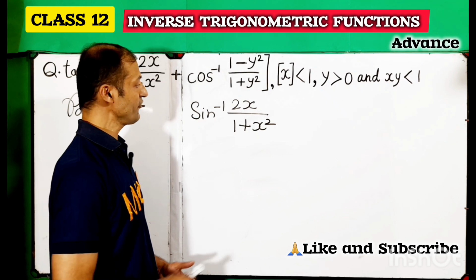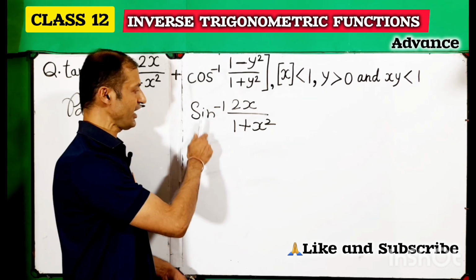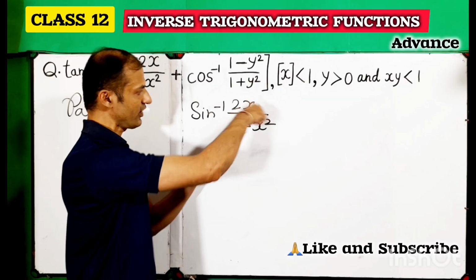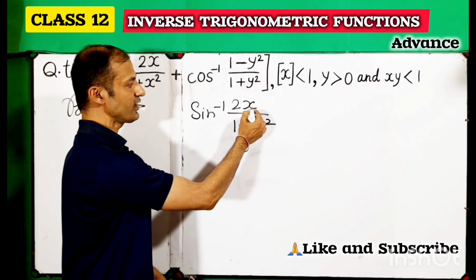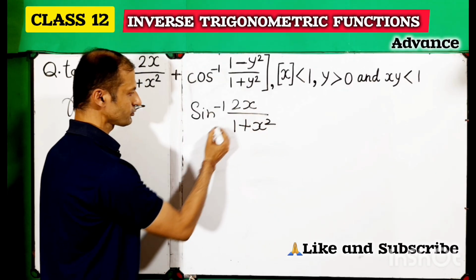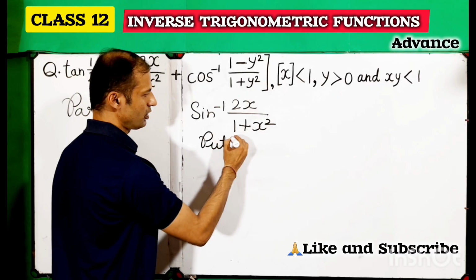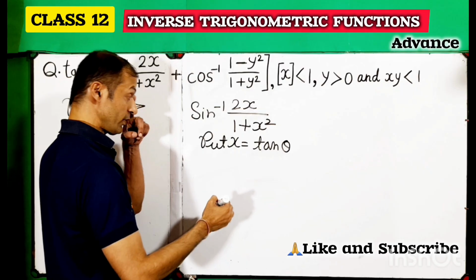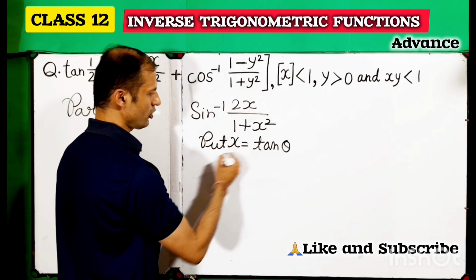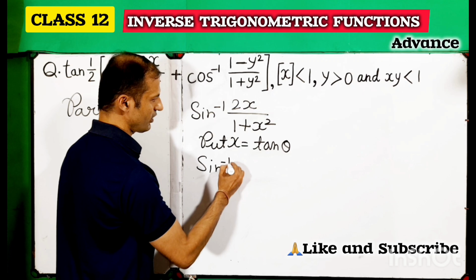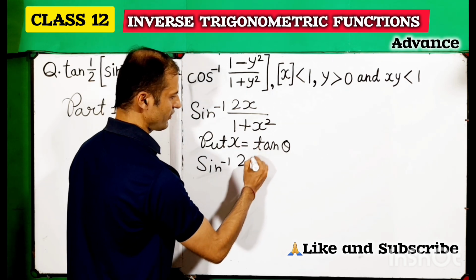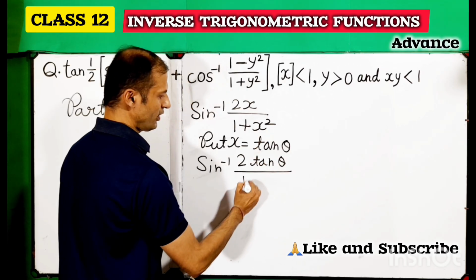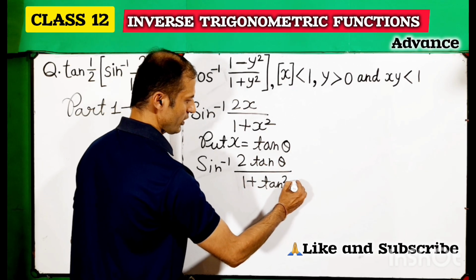Okay, and if there is sine outside, please remember, we'll have to create a sine formula inside as well. That's why we'll put tan theta in place of x. So here put x is equal to tan theta. Now it is given sine inverse, so again I write sine inverse of tan theta upon 1 plus tan square theta.